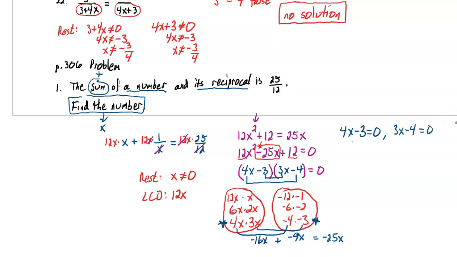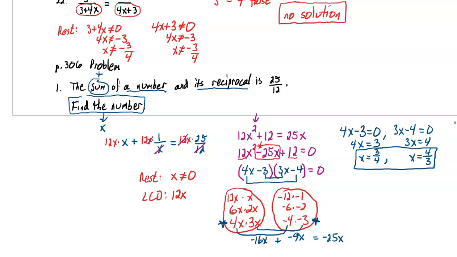And solve. Add 3, and then divide by 4. For the other one, add 4, and then divide by 3. Now check, were either of those restricted? No, our restricted value was 0, so both of these are legitimate answers. Here are the two answers to the equation.